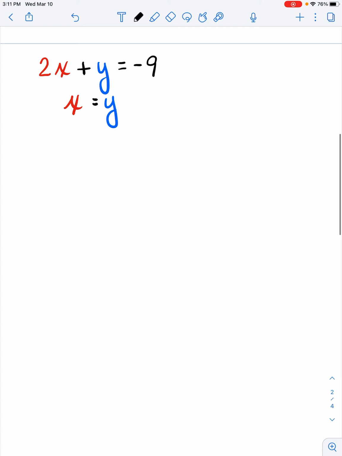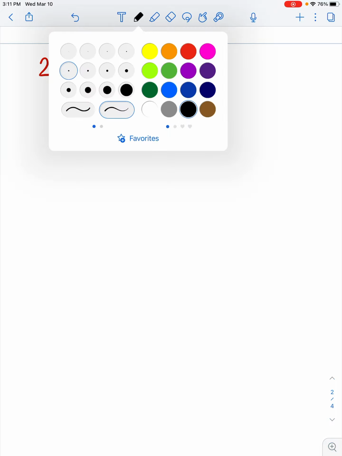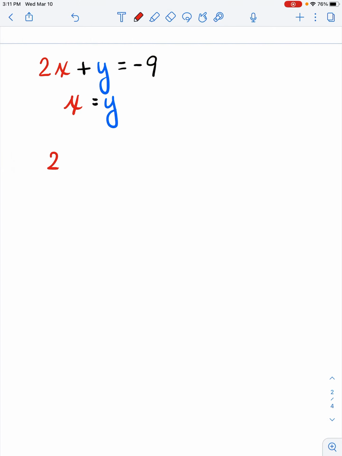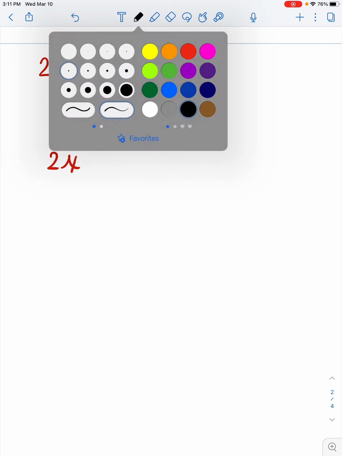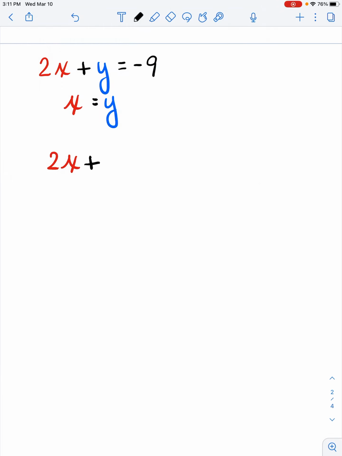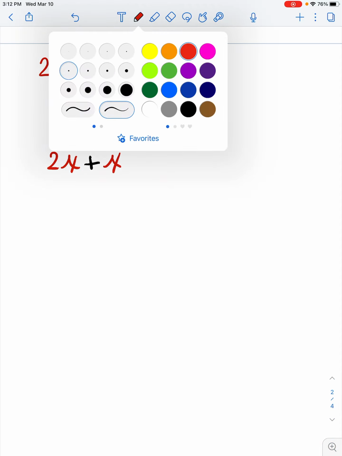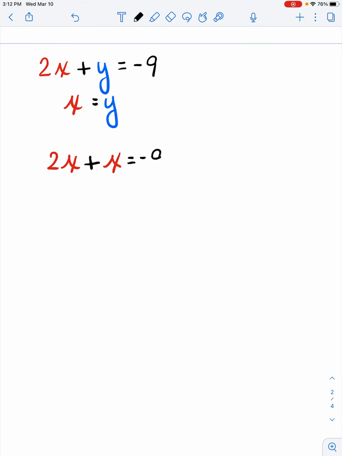All right, let's look at this one. Now we have 2x plus y is equal to negative 9, and x equals y. Well, if x equals y, then I can substitute x where I have a y. So that's what I'm going to do. I'm going to say 2x plus, now I'm going to put another x instead of this y. So 2x plus x, because x and y are equal, is equal to negative 9.